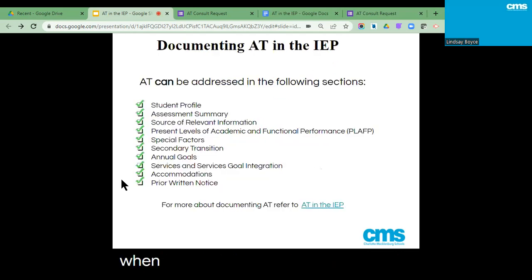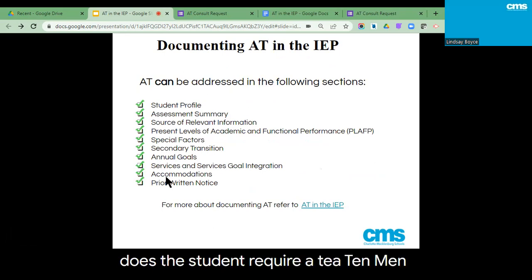When documenting AT in the IEP, it can go in a lot of different places. It should always be listed in the special factors area. This is the section of the IEP that specifically asks the question, does the student require AT? AT is also often mentioned in the accommodation section.